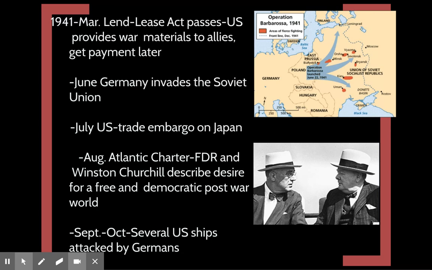Okay. Between September and October, Germany is hitting a lot of the U.S. ships that are taking those war materials to Great Britain. And so this is, again, going to cause some more tension. You guys need to understand, at this point, it looks like Germany is winning the war. Okay? It absolutely looks like Germany is winning the war.